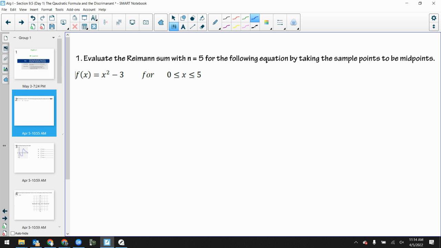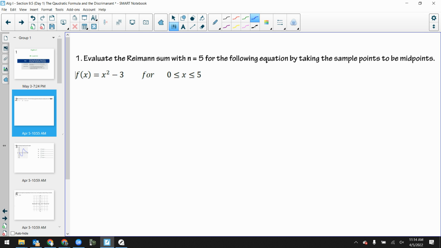Shout out. Evaluate the Riemann sum with n equals 5 in the following equation by taking the sample points to be midpoints. And that's where the new piece was. I could have given this to you on the last quiz if I had said left or right endpoints. And now I'm saying find the Riemann sum for the midpoints. So what does that mean?